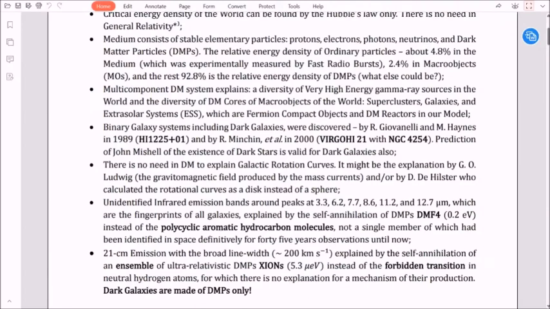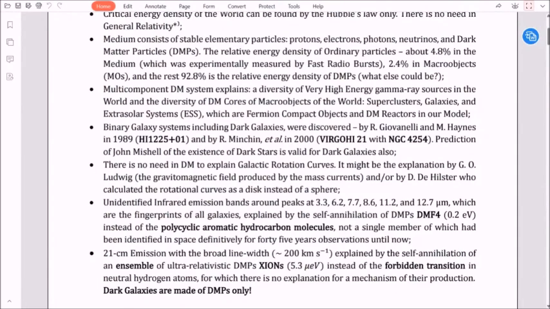Binary gamma... by Giovanelli and Haynes in 1989 and by Minchin et al. in 2000. The prediction by John Michell of the existence of dark stars is valid for dark galaxies also.